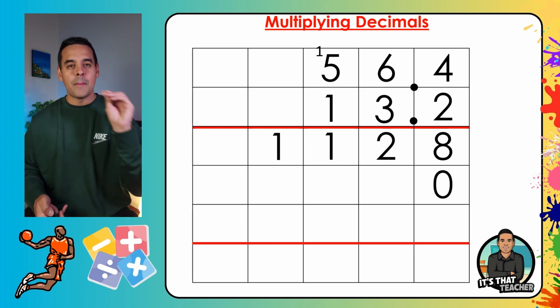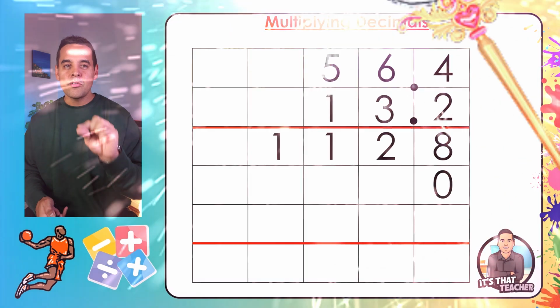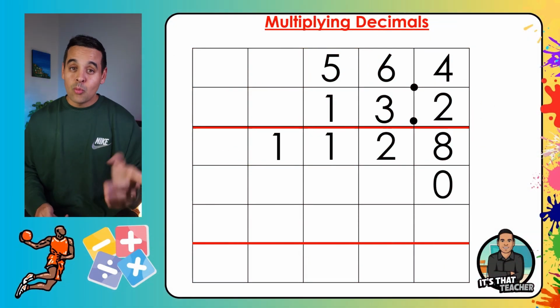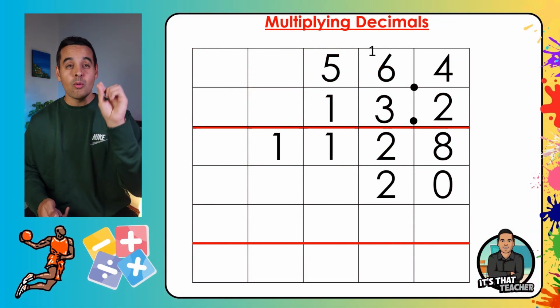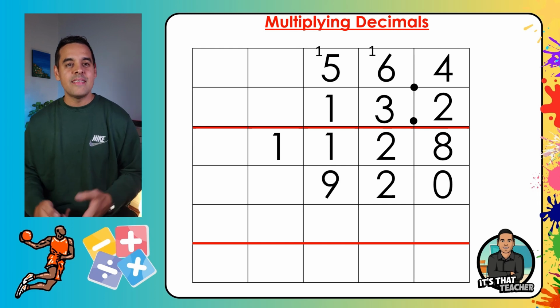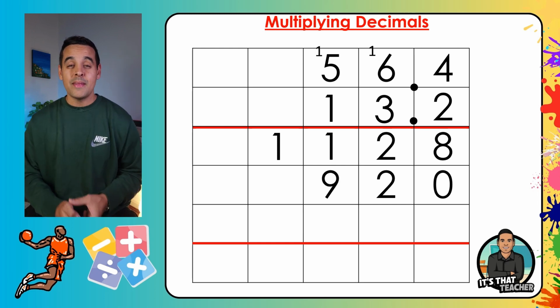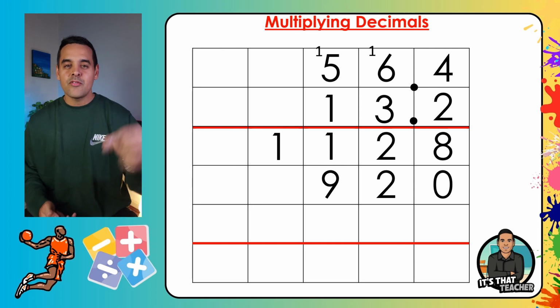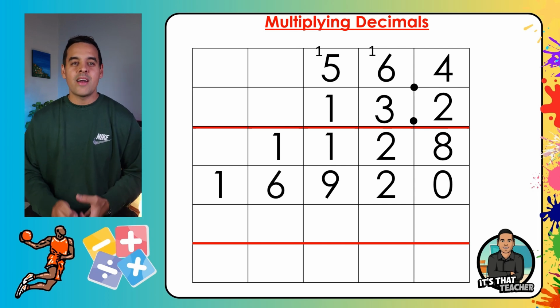Moving to the tens column, add that magic 0. 3 times 4 is 12. Put the 2 there, the 1 goes above. Now, 3 times 6 is 18, plus that 1 is 19. Add the 1 in the other column, in the hundreds column. Now, 3 times 5 is 15, plus the 1 is 16.